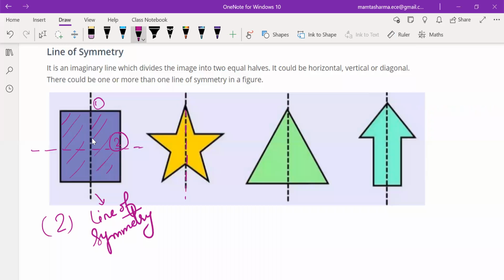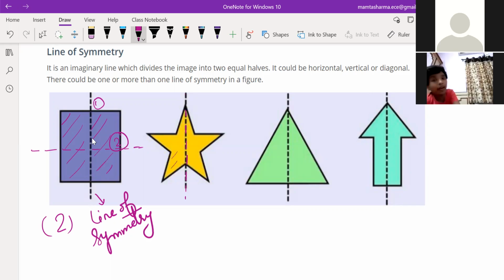Divide or not? Yes, tell me. You observe these two shapes and find out. Tell me, are they same or not? Which two shapes now? These two stars, the division of stars. Ma'am, only one line of symmetry. Yes, there is only one line of symmetry. Only this line can divide the star into two equal halves.